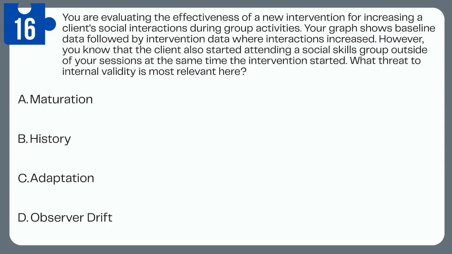Question 16. You are evaluating the effectiveness of a new intervention for increasing a client's social interactions during group activities. Your graph shows baseline data followed by intervention data where interactions increased. However, you know that the client also started attending a social skills group outside of your sessions at the same time the intervention started. What threat to internal validity is most relevant here? A, maturation. B, history. C, adaptation. D, observer drift.